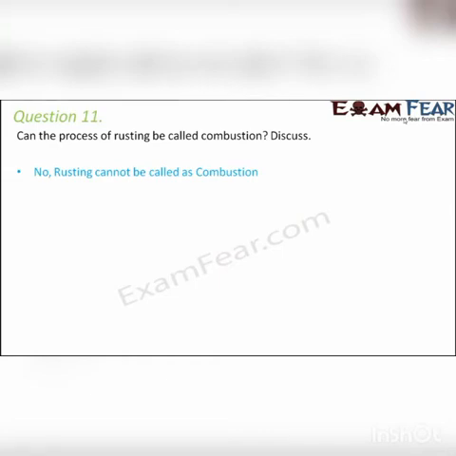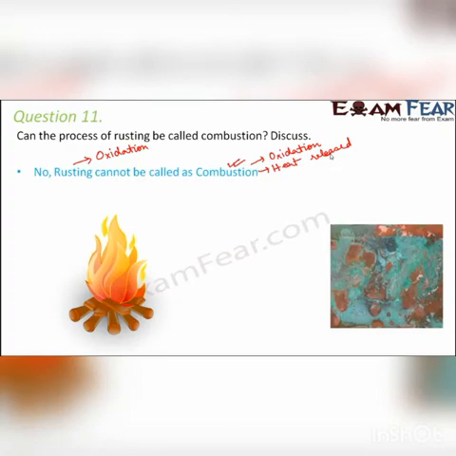But it is not combustion. Why? Because how do we define combustion? In combustion also oxidation happens. So the similarity between rusting and combustion is that both of them are oxidation. That is, in both processes, the substance combines with oxygen. But in the case of rusting, there is no heat released. But in combustion, heat has to be released. So that is how we define combustion. Only if oxidation results in production of heat and light, that is called combustion. But in rusting, there is no heat released.